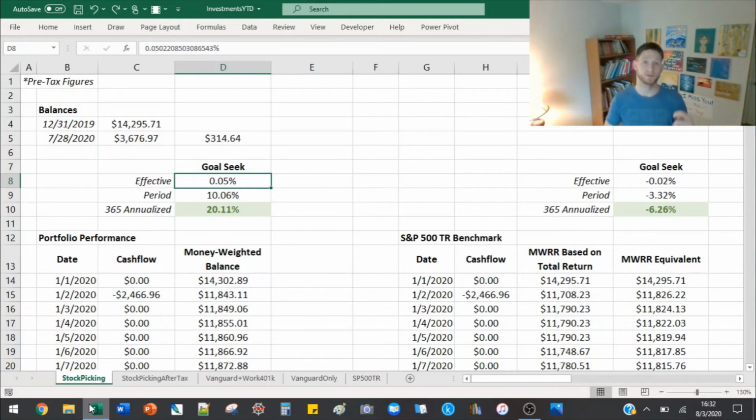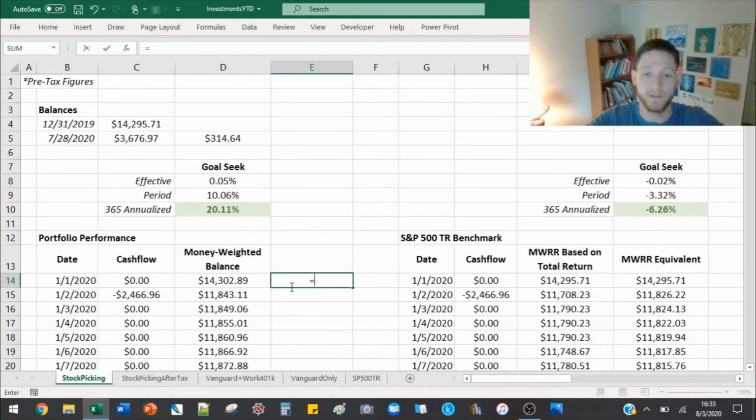So what I'm going to do is I'm going to take my transaction history and use this rate that I say is my rate of return, and I should get the same ending balance that I have on my portfolio today. To do that, all I'm going to do is in a separate column, start with the beginning balance, which is $14,295.71, times 1 plus this rate, this daily rate that I say it is, add the cash flow.